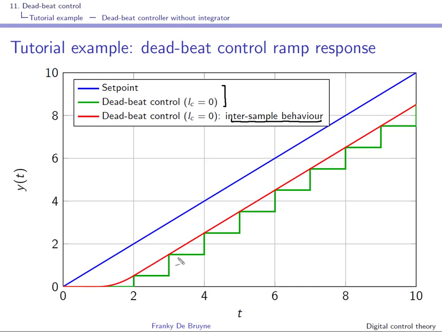We are able to follow it but not track, and this is kind of obvious because in the loop gain LZ we have only one integrator, and to track a ramp response we need 2. Since we have LP equal to 1, we need LC equal to 1 to track a ramp response, and we'll design such a controller later.